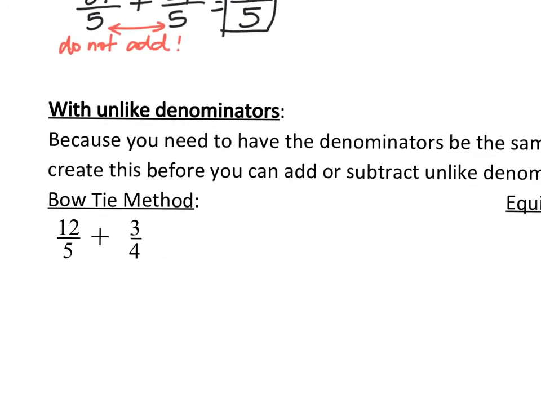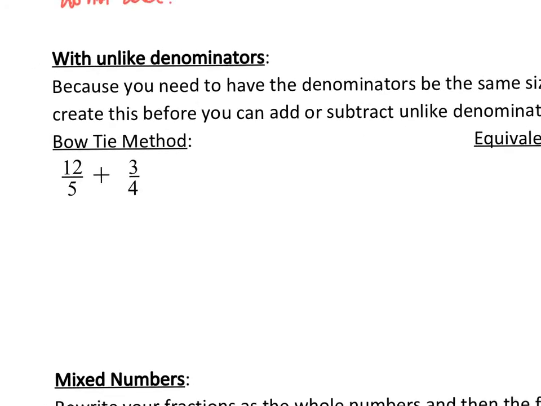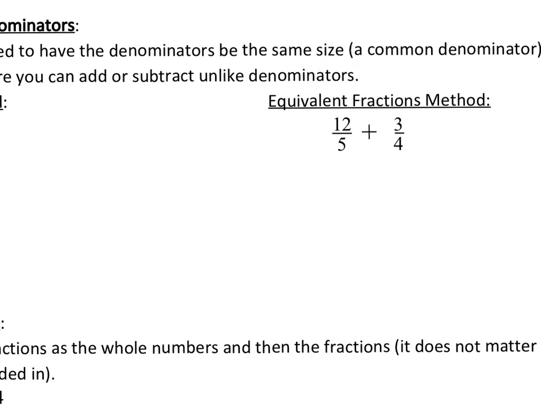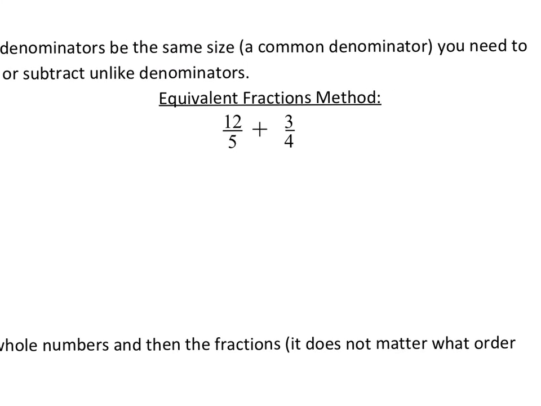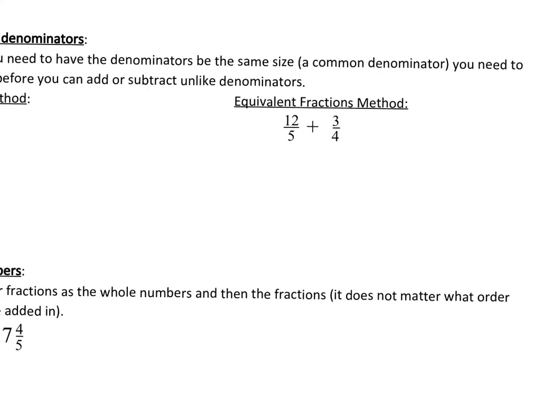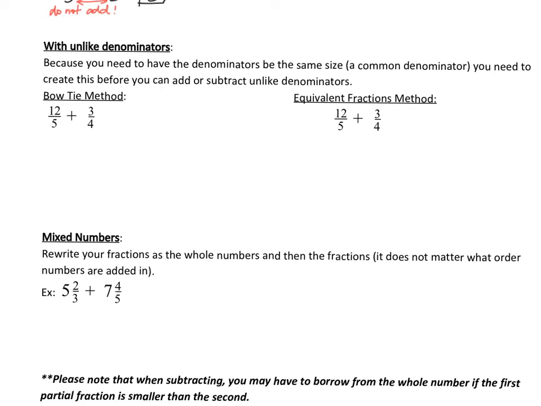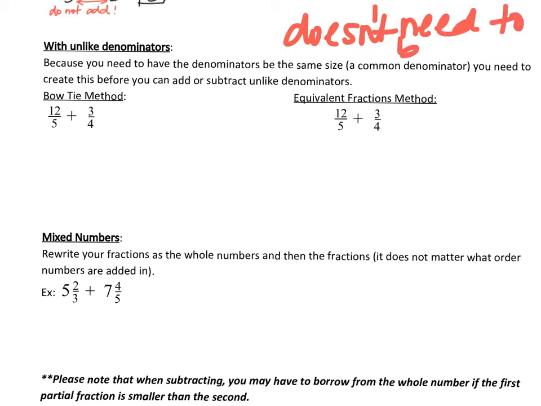Okay, let's see how we deal with it. So these are pretty easy because they have the same denominator, but what about when they don't? So with unlike denominators, because you need to have the denominators be the same size, which is a common denominator, you need to create this before you can start to add or subtract unlike denominators. You notice here, I didn't say least common denominator. Okay? Doesn't need to be least.